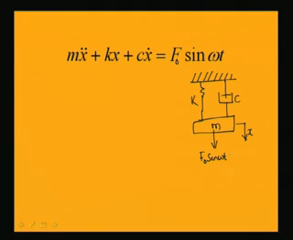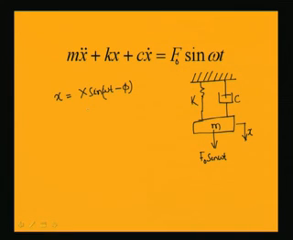Due to this harmonic force, we have already seen that the steady state response of the system can be written as x equal to X sin omega t minus phi, where X is the amplitude of the response and phi is the phase of the response.